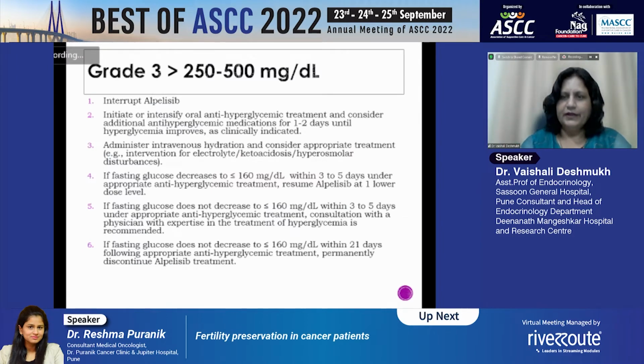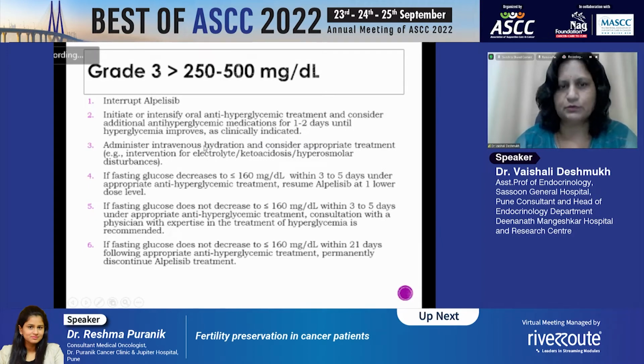Now, if there is grade 3 hyperglycemia, that is fasting already between 250 to 500, ideally such a patient should not be started on the drug. But if the patient has this value on the drug, then you interrupt the drug, then initiate or intensify the oral hyperglycemic treatment and consider addition of these medications for at least 1 to 2 days until it improves or as much as is clinically indicated. Sometimes you may need to give insulin for 1 or 2 days to get the hyperglycemia under control. If you have a physician and a diabetologist at disposal, it would be preferable to give insulin to get the sugars controlled as early as possible.